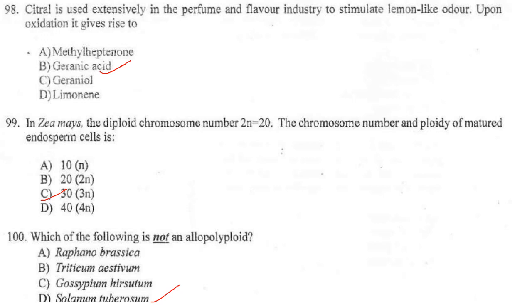Then in Sesamum, the diploid chromosome number is 20. The chromosome number and ploidy of mature endosperm? So the endosperm will be 3N and N will be 20 divided by 2, so it will be 10. So 3N will be 3 into 10, that will be 30 because endosperm is triploid. Answer is option C. Then which of the following is not an allopolyploid? So out of these, Solanum tuberosum is not an allopolyploid.